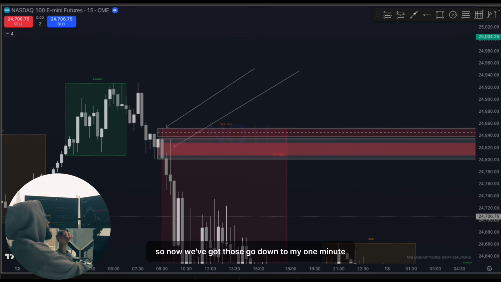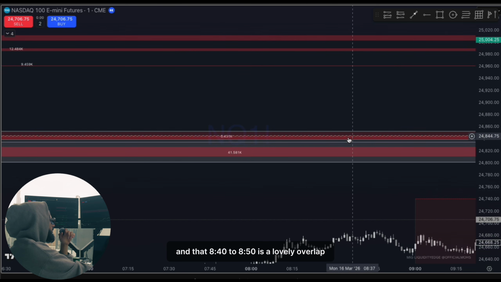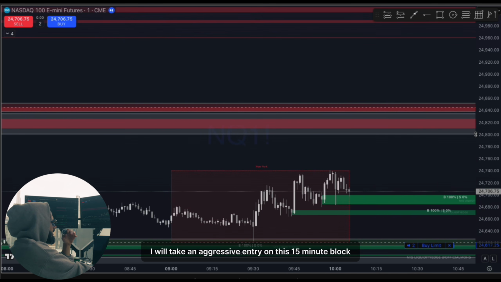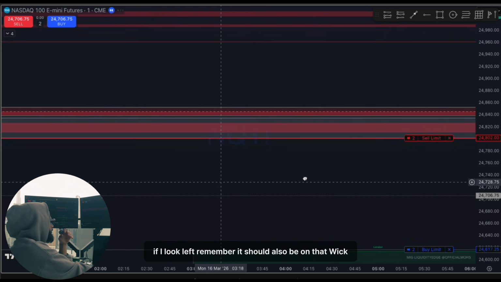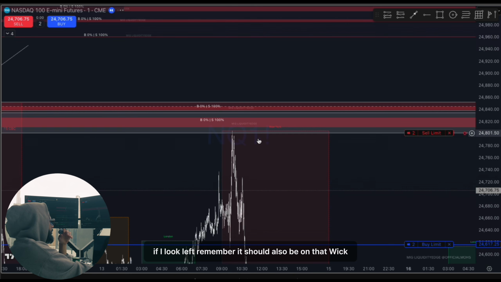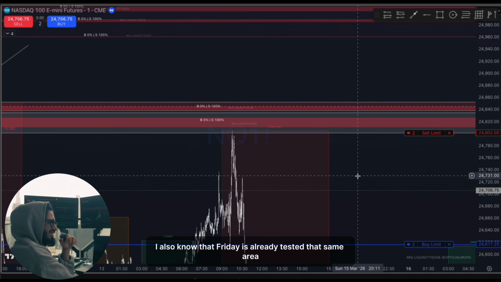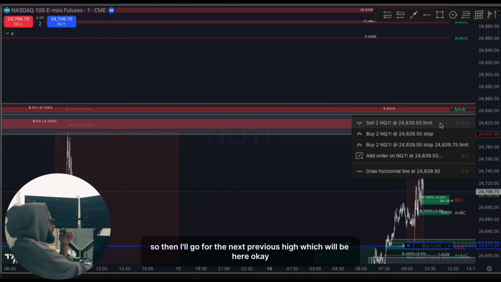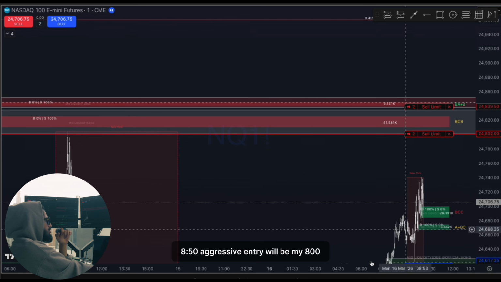So now we've got those. Go down to my 1 minute. And that 840 to 850 is a lovely overlap. Now what I'm looking at is I will take an aggressive entry on this 15-minute block. If I look left, remember, it should also be on that wick. So this was for Friday's previous high. I also know that Friday has already tested that same area. So then I'll go for the next previous high, which will be here. Conservative entry will be my 840, 850. Aggressive entry will be my 800.